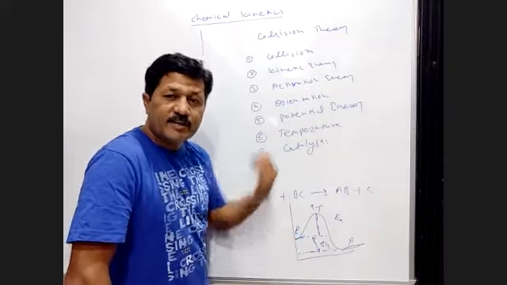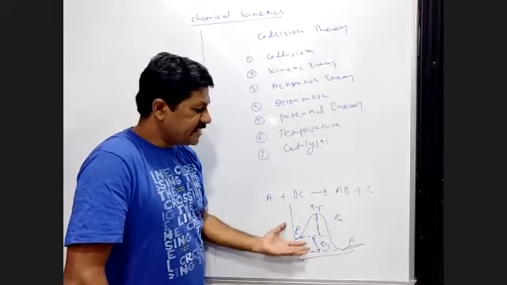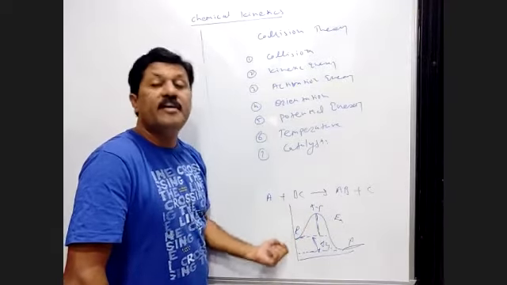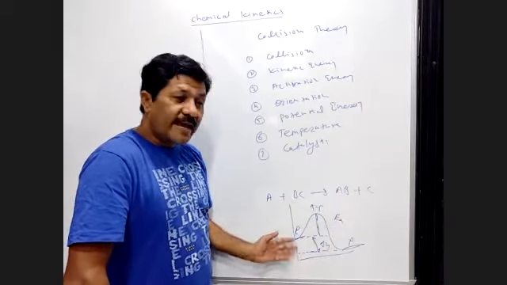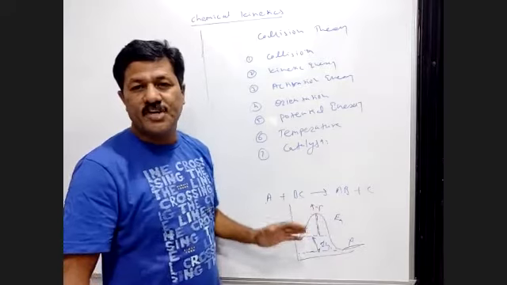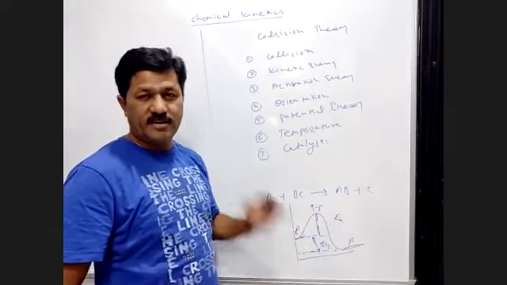This reaction may be exothermic or may be endothermic. If heat is absorbed by the reactant, it is endothermic. If heat is released by the reactant, that's called an exothermic reaction. But the total energy changes during the course of a chemical reaction must be called potential energy.